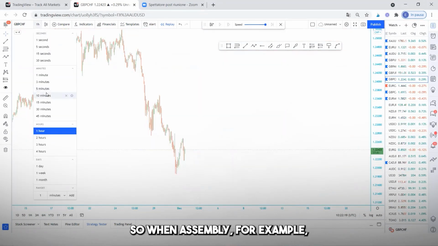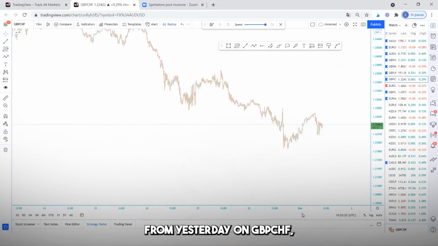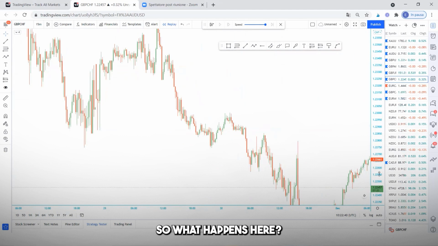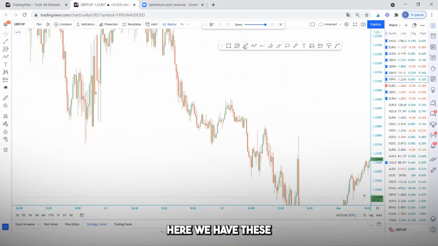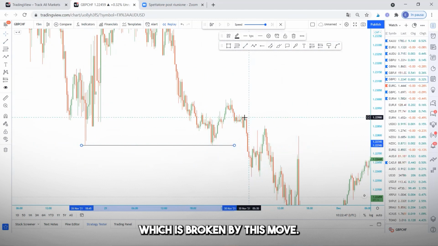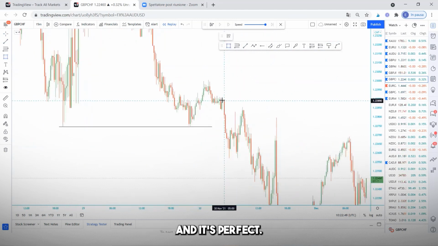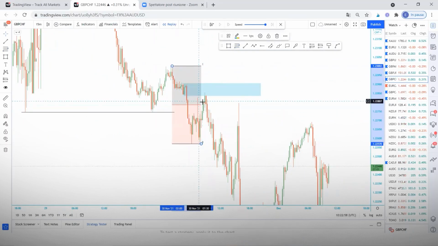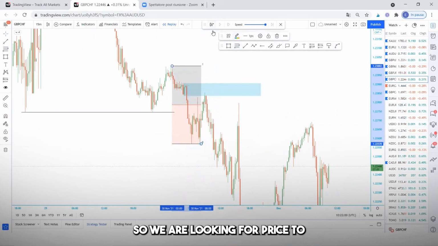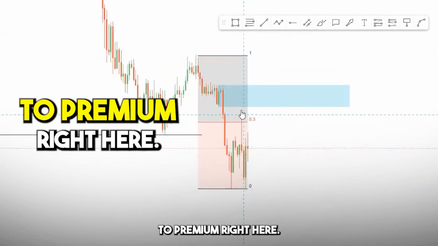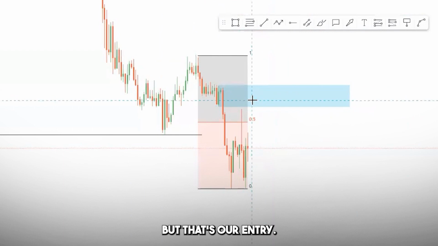So one example is the trade from yesterday on GBPCHF. Yesterday was here. So what happens here? Here we have this major structure, which is broken by this move, and it is a strong move, and that's perfect. We have our supply area where it is, at premium. So we're looking for price to come back. Well, it already came back to premium right here, but it didn't touch our entry.